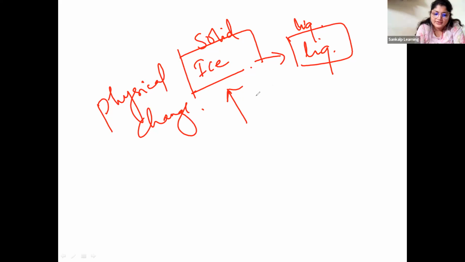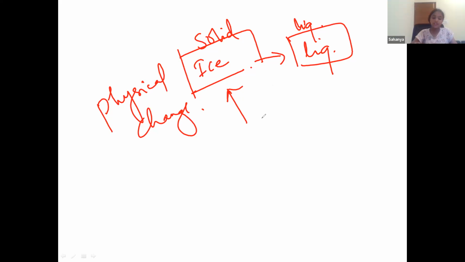So melting of wax, formation of steam, then breaking of glass. Once you break the glass, it cannot be reversed. And shredding, tearing of paper, that is also not reversible. So these are a few examples.